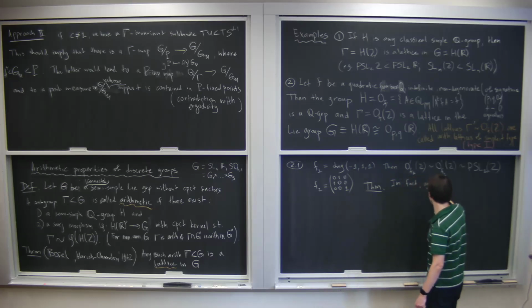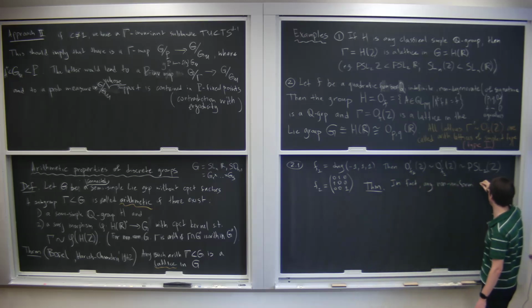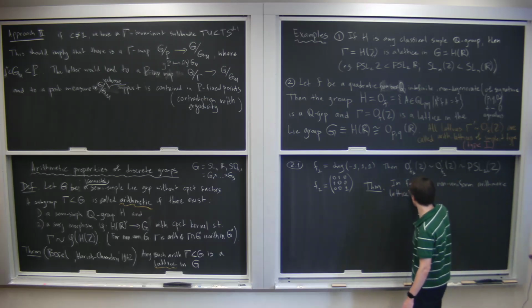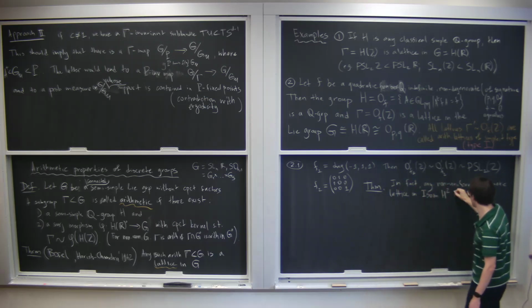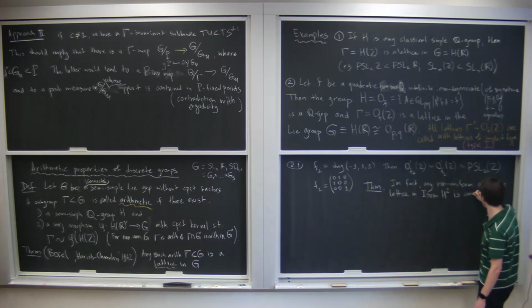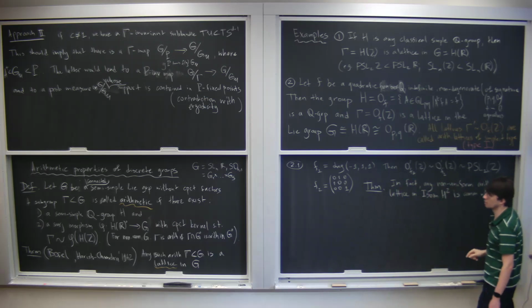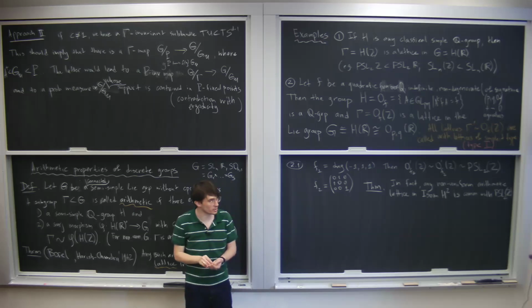In fact, any non-uniform arithmetic lattice in Isom(H²) is commensurable with PSL(2,Z). So this is this type of examples.